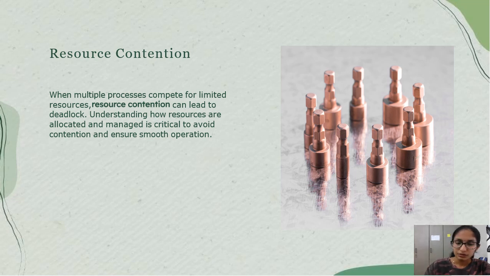So basically, resource contention occurs when multiple processes or threads compete for limited system resources such as CPU time, memory, disk space, or I/O devices. This contention can lead to performance degradation, inefficiency, or even deadlocks if not managed properly. Understanding how resources are allocated and managed is needed to avoid contention and ensure smooth operations.